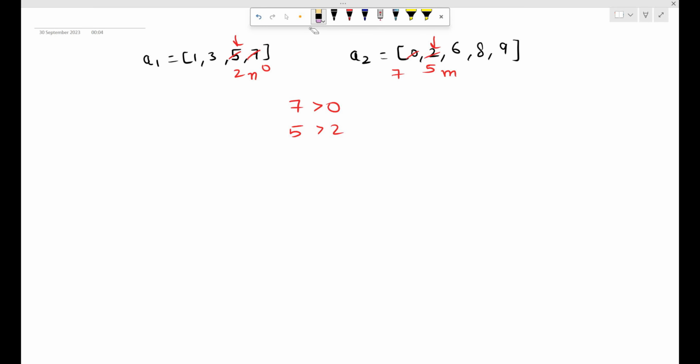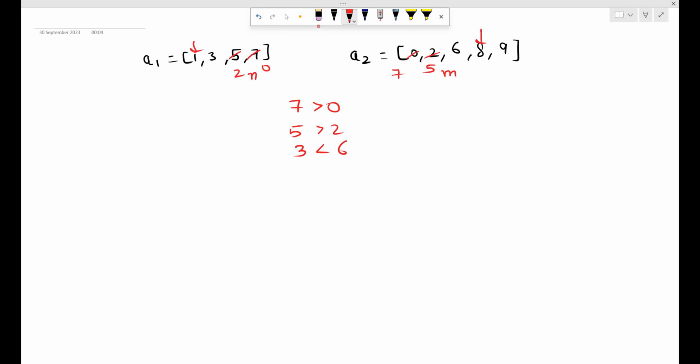Now, again moving our pointers, it is 3 and 6. 3 is less than 6. That is the correct order of sorting, with 3 coming first. So it is fine, we will leave this. That means we don't need to swap. We will move to the next one, that is 1 and 8.